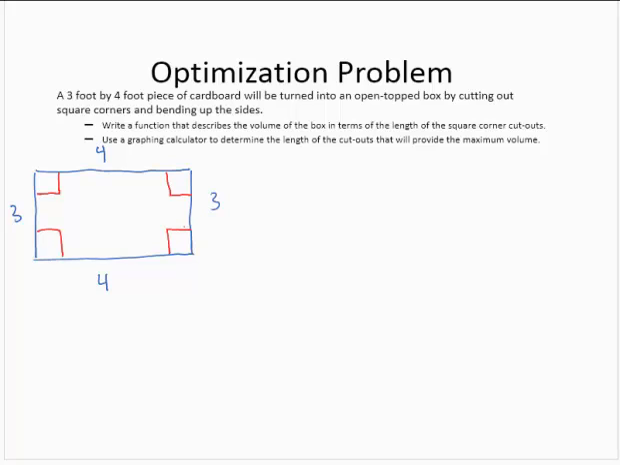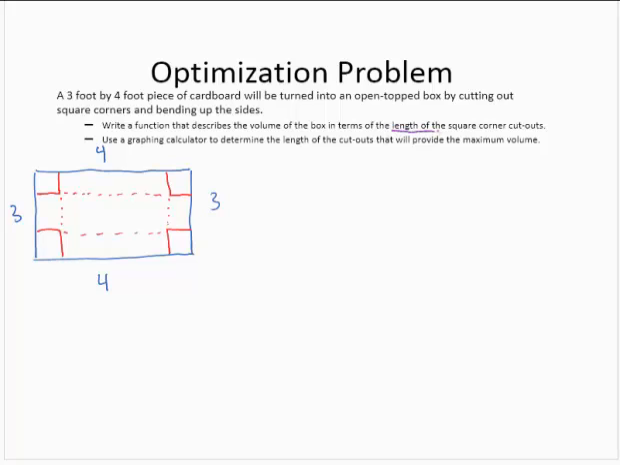We're asked to write a function that describes the volume of the box. So remember, we're going to cut out those corners and bend up the sides. We'll be bending up along these dotted lines, and we need the volume of that box after we cut out the corners and bend up the sides. The function should be in terms of the length of the square corner cutouts.